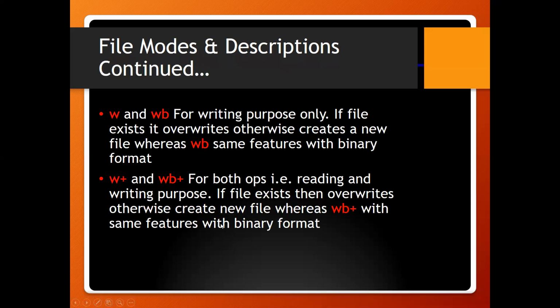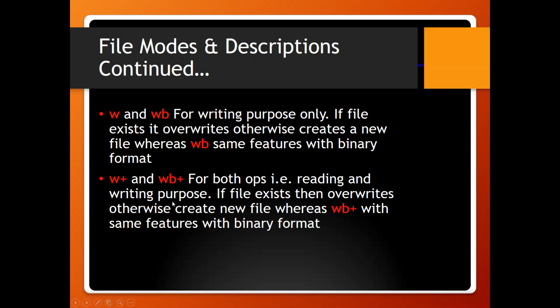Okay, guys. So W, as the name shows, is used for writing purpose only. And if the file exists, it overwrites, otherwise it creates a new file. So guys, you need to be very careful while using W, because if the file is already there and you have the data and by mistake you use W, it will overwrite that existing file. It means that your previous data will be wiped out. So you need to be very careful when you are using W.